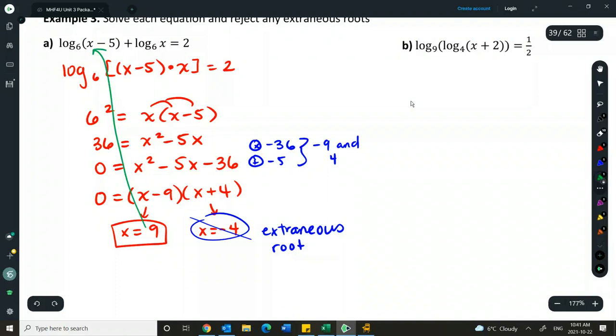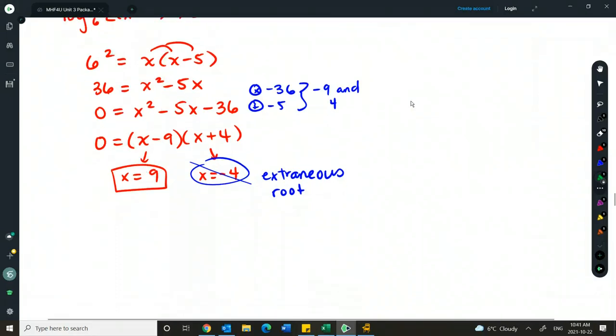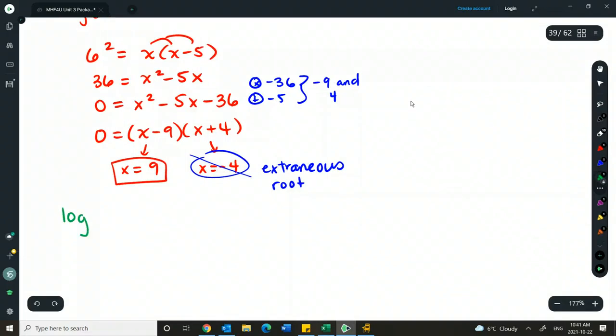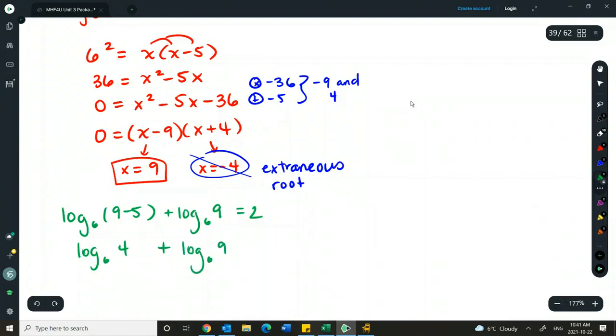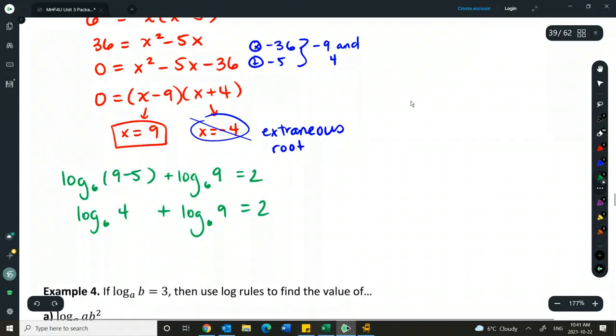Yeah, so we're going to sub in 9 here and 9 here. And when you sub in log base 6 of 9 minus 5 plus log base 6 of 9 equals 2, you can actually calculate these logarithms in your calculator by using the change of base formula. That's an important formula to know, because if I want to calculate something like log base 6 of 4, I need to know that that's actually equal to log 4 over log 6.